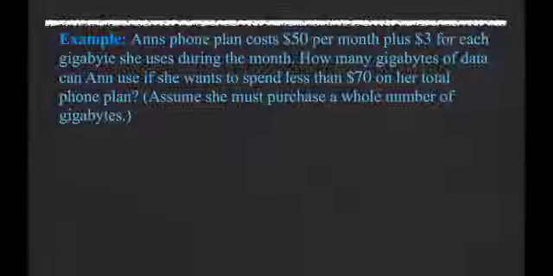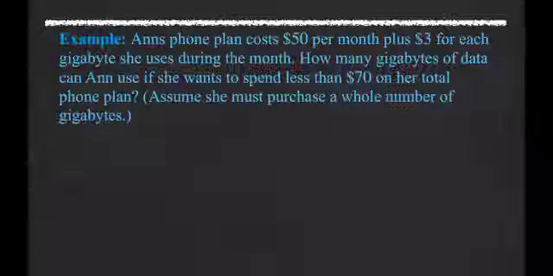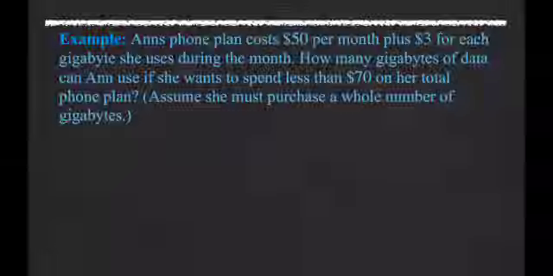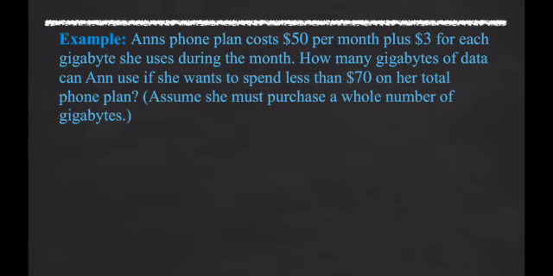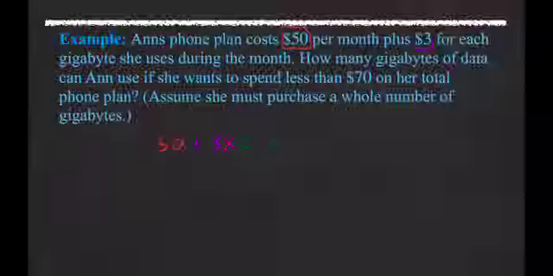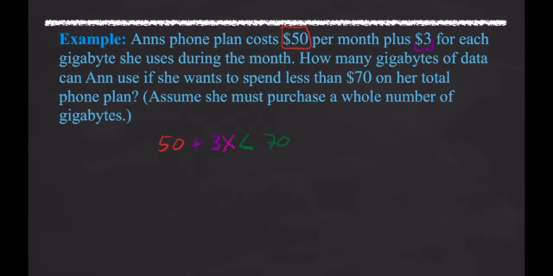Okay, so she doesn't want to spend $70. She wants to spend less than $70. So this cannot equal. On her total phone plan, assume she must purchase a whole number of gigabytes. So no decimals. A whole number is no decimals. So what we're going to do is, let's pick out the information. We know $50 per month. That's how much she is going to spend. We know that it's $3 for each gigabyte. So we are going to add $3 for every gigabyte that she uses. Let's call that x. And we know that she does not want to spend more than $70. Right? So at most 70, not quite at most because we're not including 70 with this. She wants to spend less than that amount. So no equal to sign on this one.